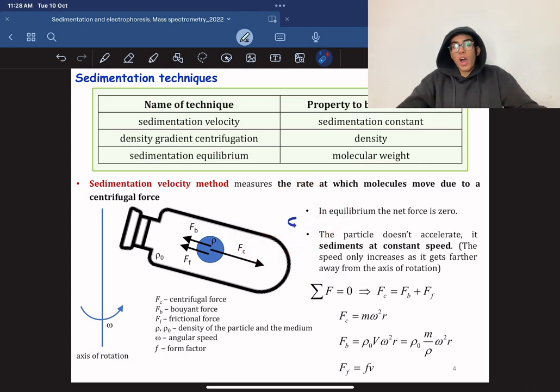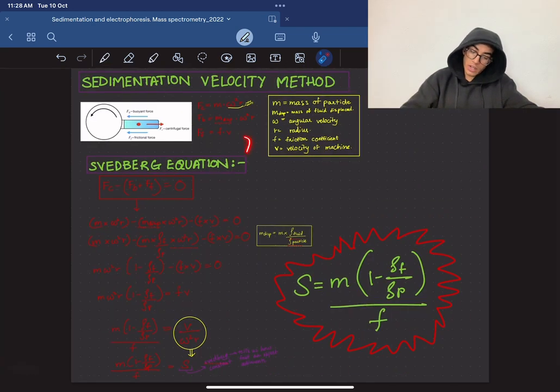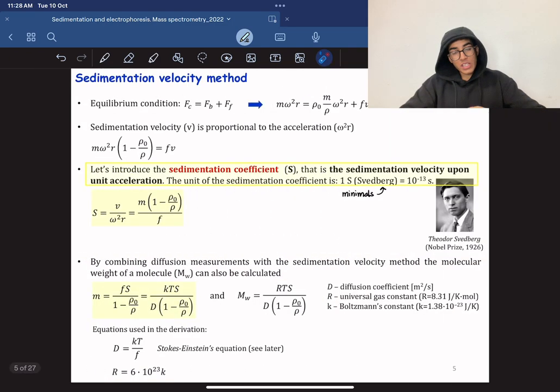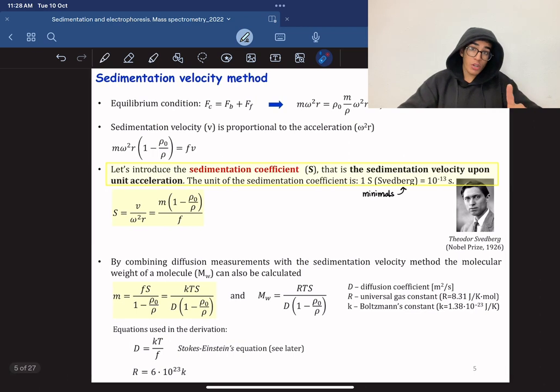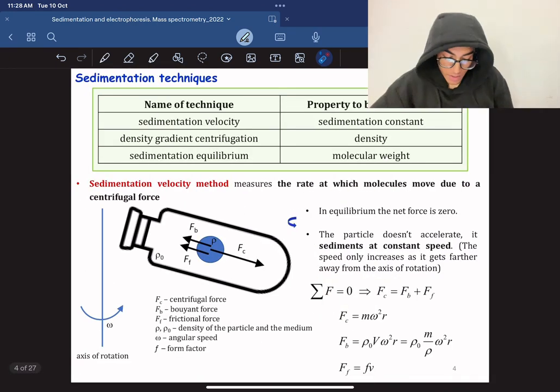Now, I would explain what the Swedberg's equation is, and I would want to explain the whole thing. But since the derivation is not there and the formula is also not too important, I'm not going to do that. But let me explain the whole thing again.